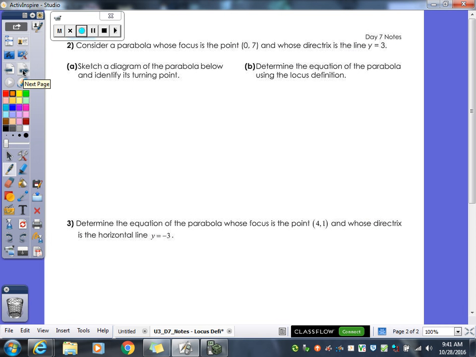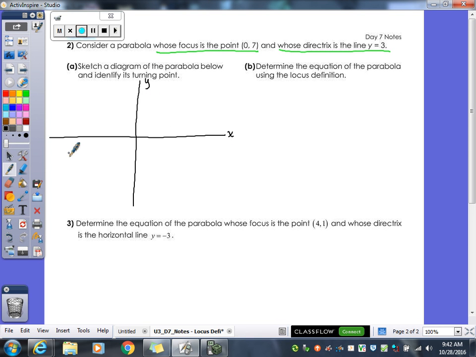2. Consider a parabola whose focus is the point (0, 7) and whose directrix is the line y equals 3. Sketch a diagram of the parabola below and identify its turning point. All right, so I'm going to sketch in there an x and y axis. So our focus is the point (0, 7). 1, 2, 3, 4, 5, 6, 7. So it's right there on our y-axis.